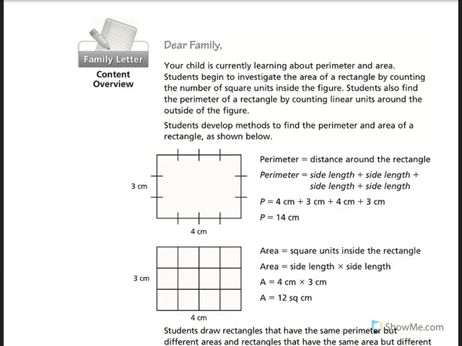It says, your child is currently learning about perimeter and area. Students begin to investigate the area of a rectangle by counting the number of unit squares inside the figure. Students also find the perimeter of a rectangle by counting the linear units around the outside of the figure. Students develop methods to find the perimeter and area of a rectangle as shown below. And then here's the example.